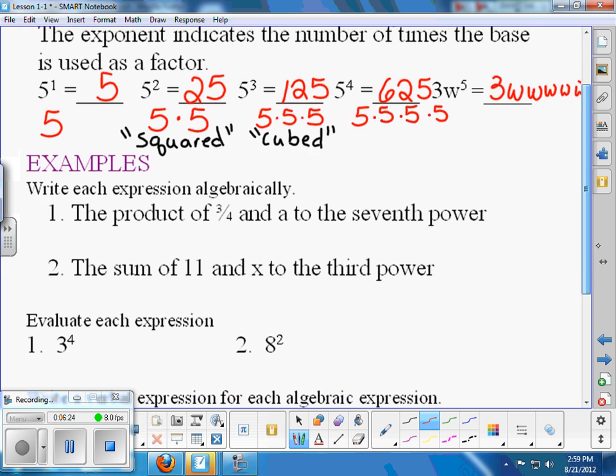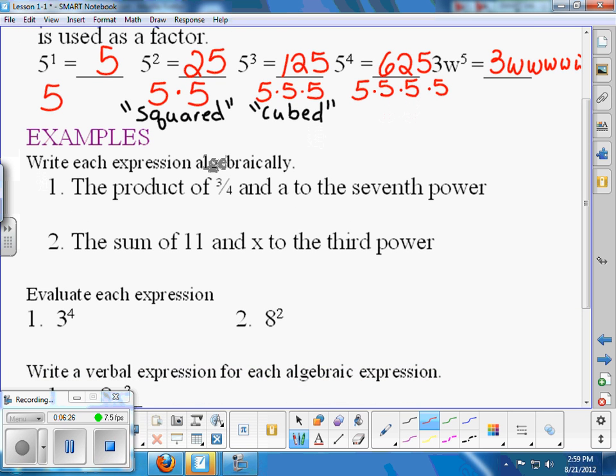In the following examples, we are to write each expression algebraically, which means numbers, letters, and symbols. Number 1 here says the product of 3/4 and a to the 7th power. We know product means multiplication. The word and tells us where that multiplication should be. This is 3/4 times a to the 7th power.